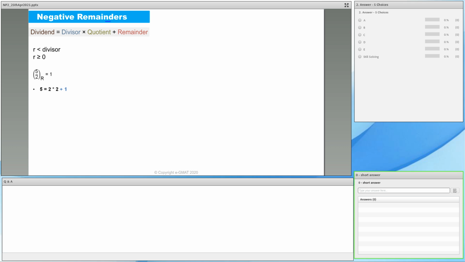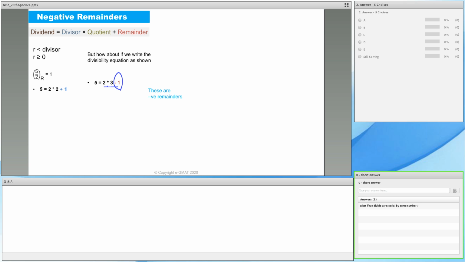In simple words, imagine that you are dividing 5 by 2. So this is one way to express it, right? 5 is nothing but 2 into 2 plus 1. There is another way of expressing this. Then that would be 5 is also 6 minus 1, right? So it's also 2 into 3 minus 1. This is what we call a negative remainder, this minus 1.